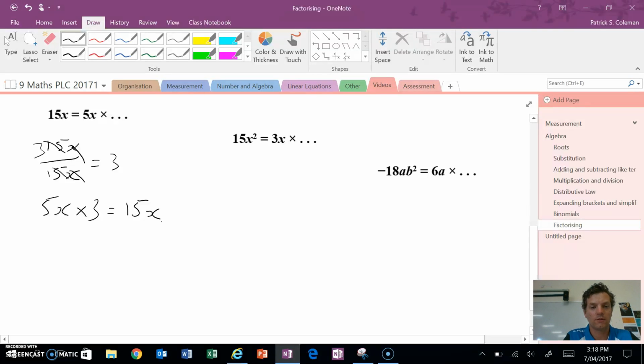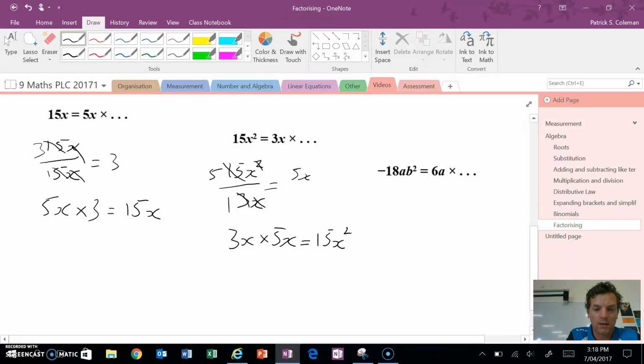Let's do the same thing again for another couple of examples, just to reinforce what we're doing. So again, we start with 15x squared this time over 3x. So 3 goes into itself once, and it goes into 15 5 times. x goes into itself once, and it goes into x squared once. So what we've got left here is actually 5x over 1. We know anything over 1 is itself, so we're left with 5x. Therefore, the factors of 15x squared are 3x times 5x equals 15x squared.